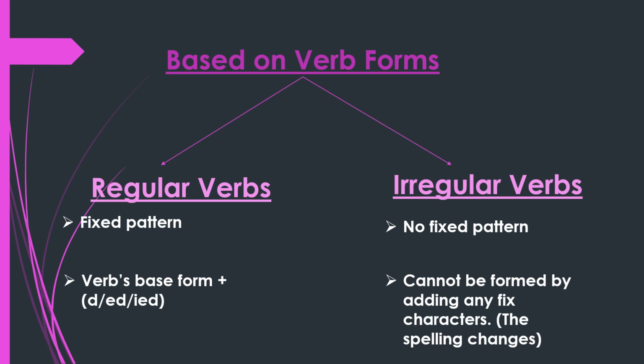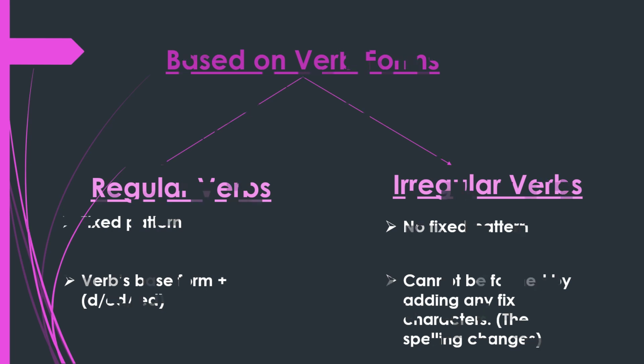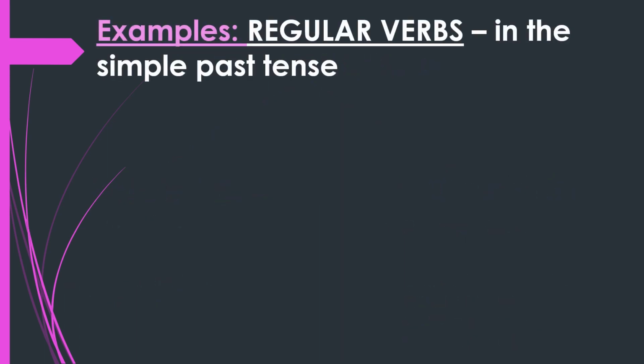But in irregular verbs, it cannot be formed by adding any fixed characters. The spelling of the verb changes completely in the simple past tense. So let us go ahead and see the examples of regular and irregular verbs to understand the concept better. First, let us see a few examples of the regular verbs in the simple past tense.